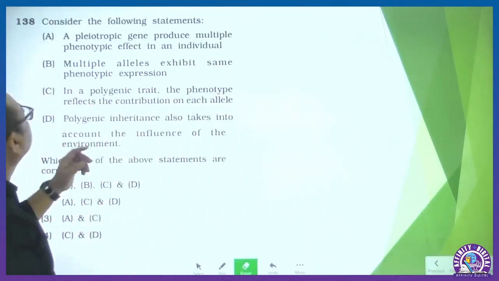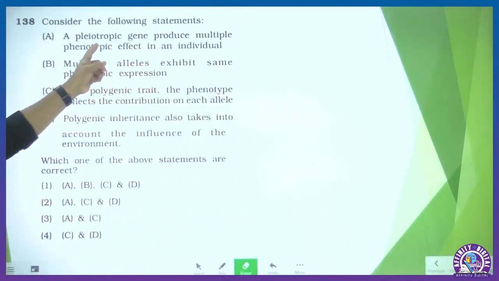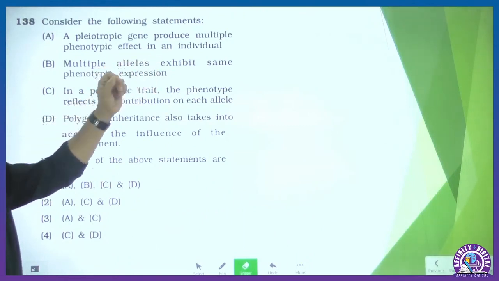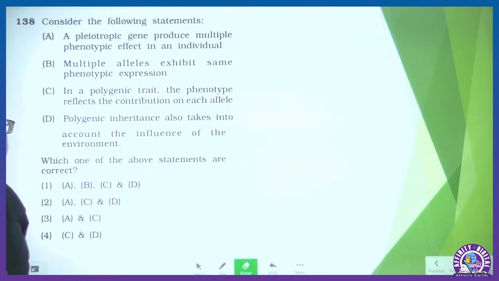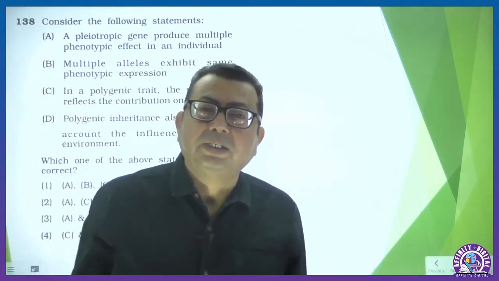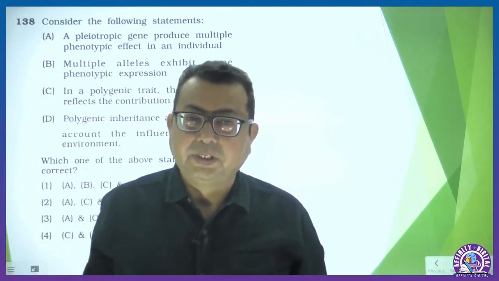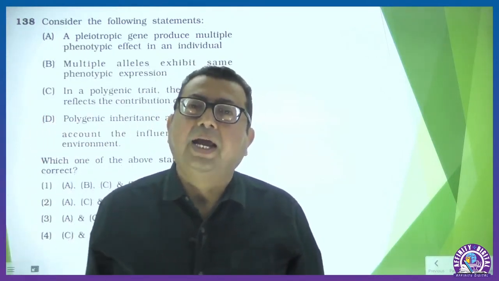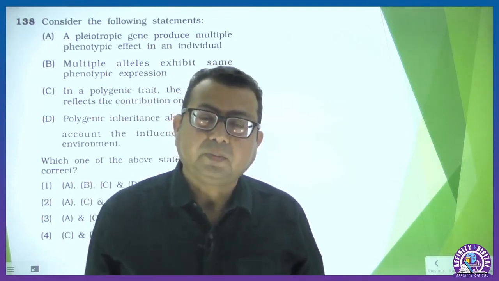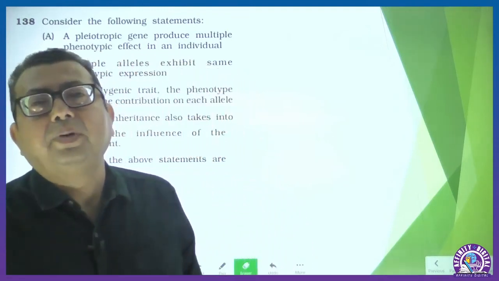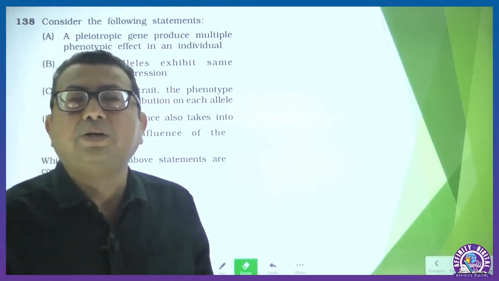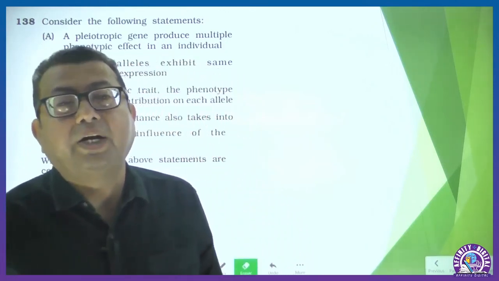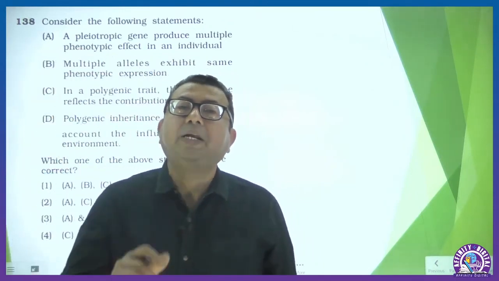Solutions. Okay, consider the following statements. A pleiotropic gene produces multiple phenotypic effects in an individual. True or false? Can you name a human disease which is due to a pleiotropic gene? A classic example is sickle cell anemia and phenylketonuria. Sickle cell anemia is due to an autosomal recessive gene. An autosomal recessive gene always produces its effect in the homozygous condition in both males and females.